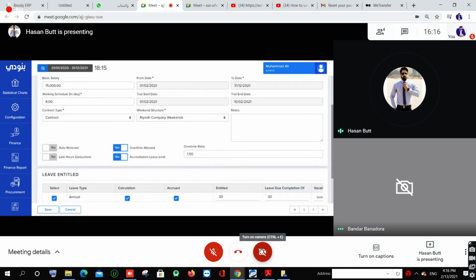All right. So this is the overtime ratio, which is 1.5. It means that if he is getting 10 riyals per hour, so at overtime he will get 10 multiplied by 1.5, then he will get 15 riyals per hour. Any questions, brother? 1.50.